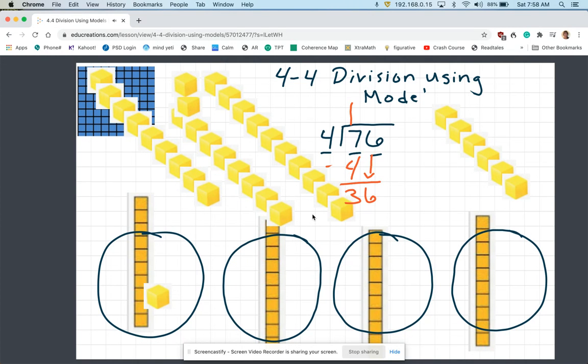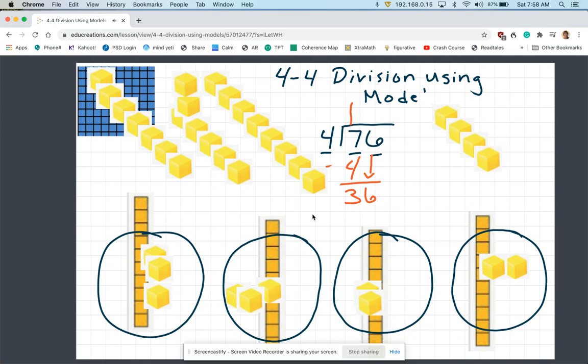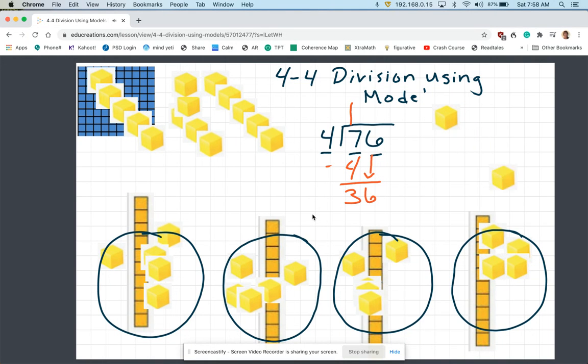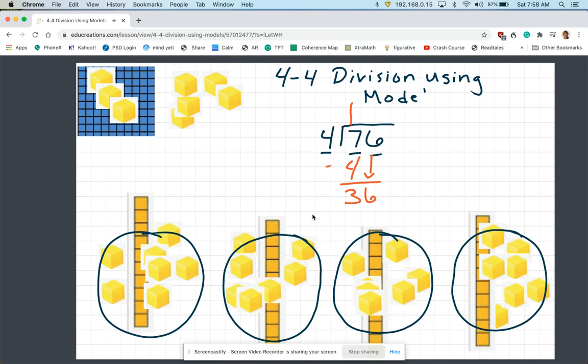So I'm going to go 1, 2, 3, 4, 5, 6, 7, 8, 9, and keep passing out the squares one at a time, counting up through 35, 36.